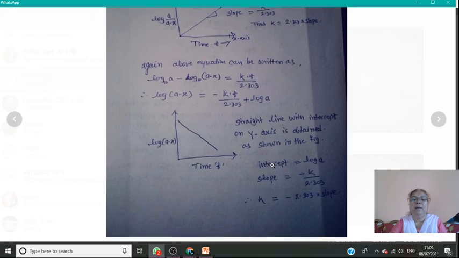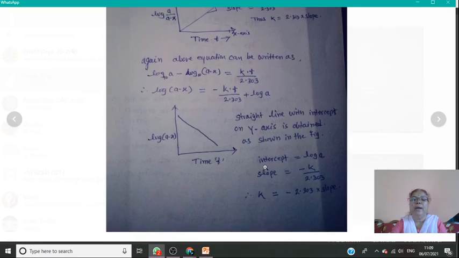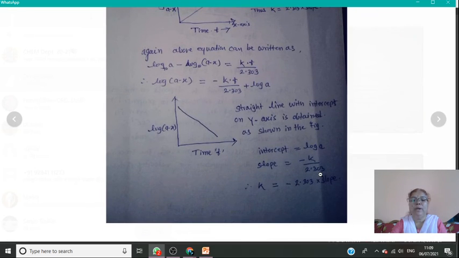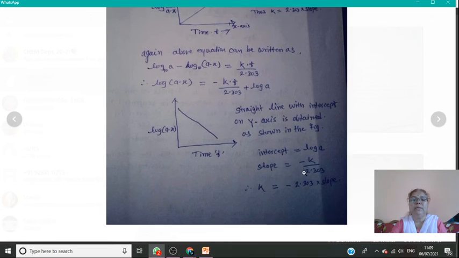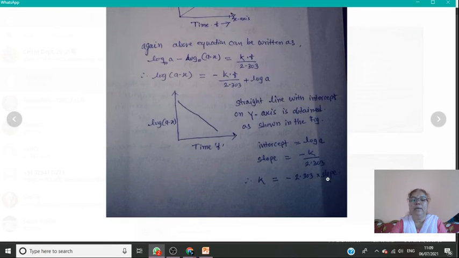And the value of intercept is log a, and the slope is equal to minus k upon 2.303, and from this equation we can calculate k as k is equal to minus 2.303 into slope. These are the characteristics of first order reaction.